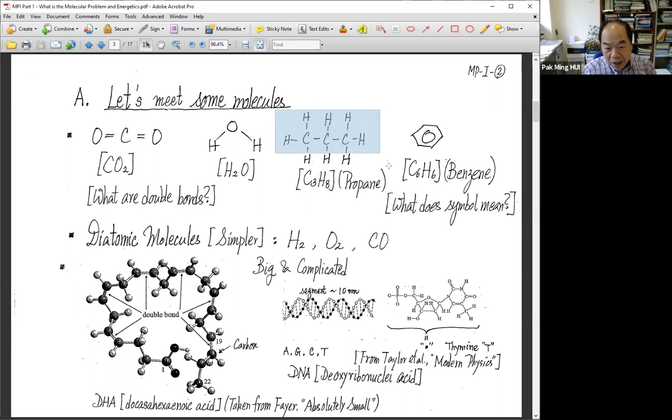And then we have this organic molecule, propane. So you have a lot of this kind of thing. And carbon with hydrogen gives you a lot of funny things.